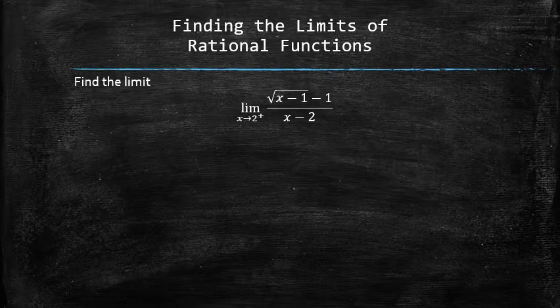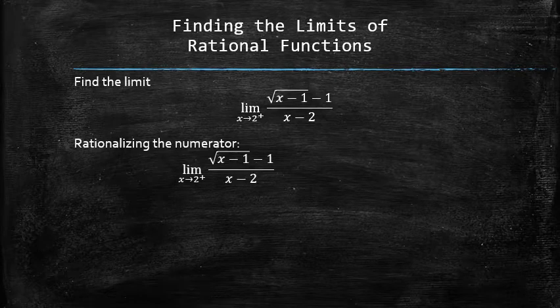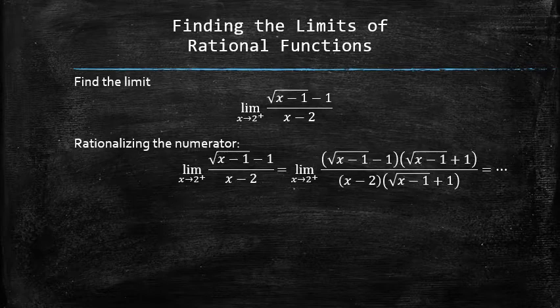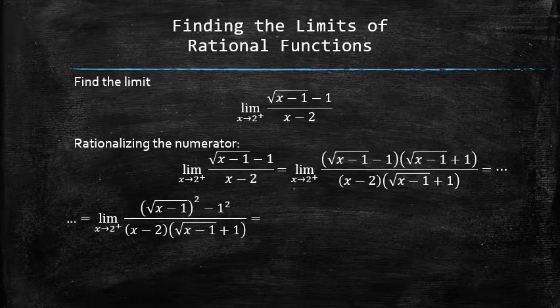For problems like this, we can use some algebraic manipulation to rewrite the function in a different, maybe more revealing way. In this case, such manipulation is called rationalizing the numerator. We multiply both the numerator and denominator by the conjugate of the numerator.